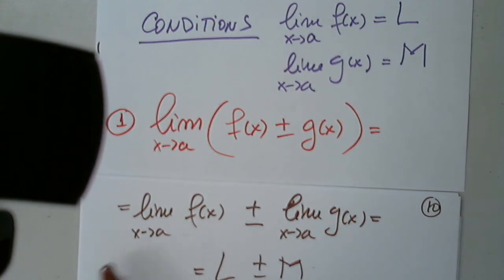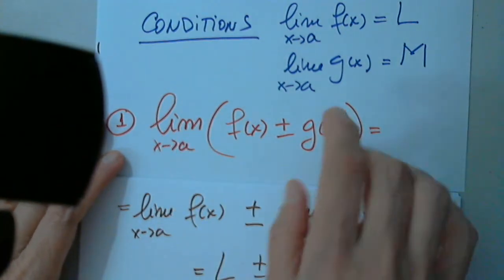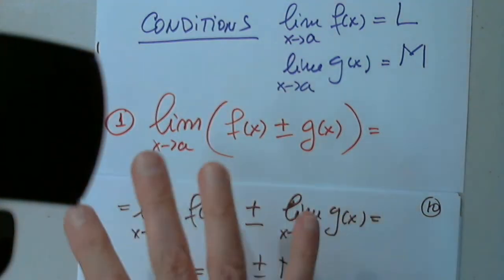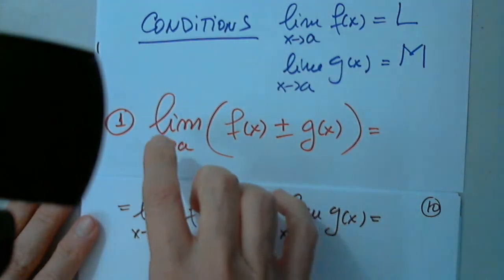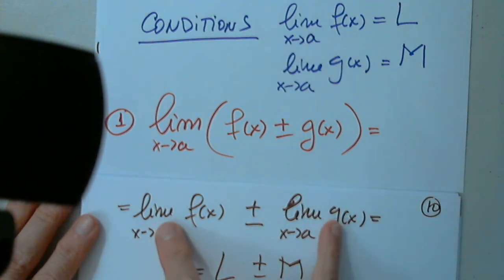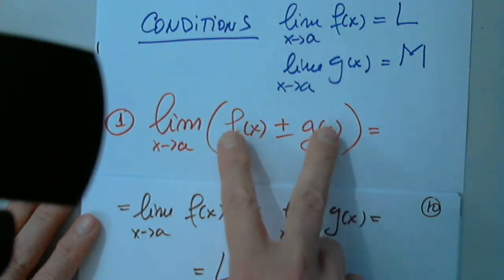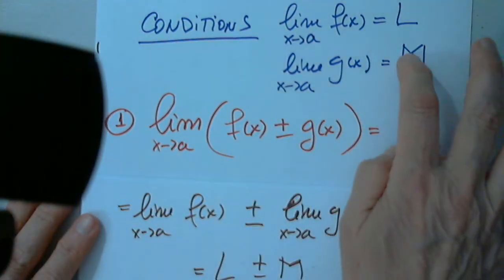So I don't want you to think and say, oh, you're just distributing the limit operator. No, no, this is not a distributive law. Okay? So it looks like it, but it's not a distributive law. So the limit of a sum of 2 functions is the sum of the limits of those functions. The limit of the difference of 2 functions is the difference of those limits, as long as they exist.